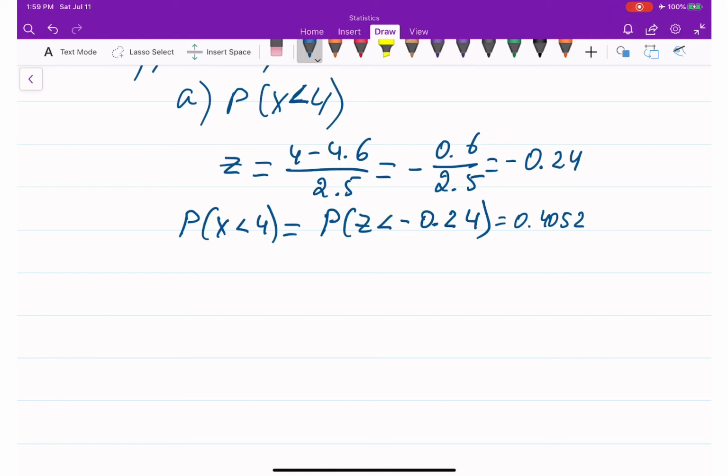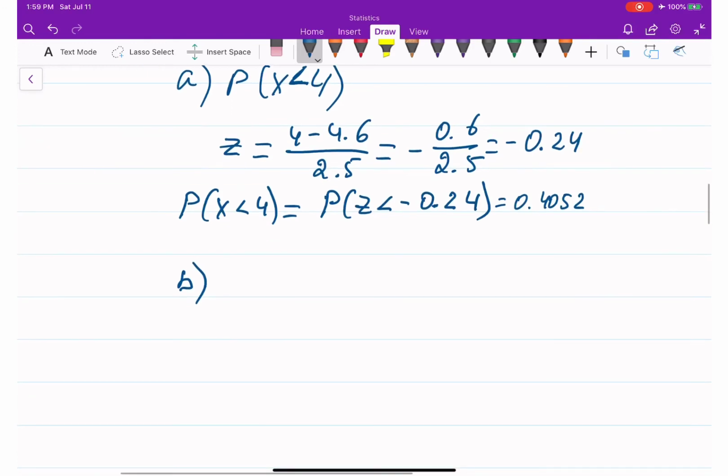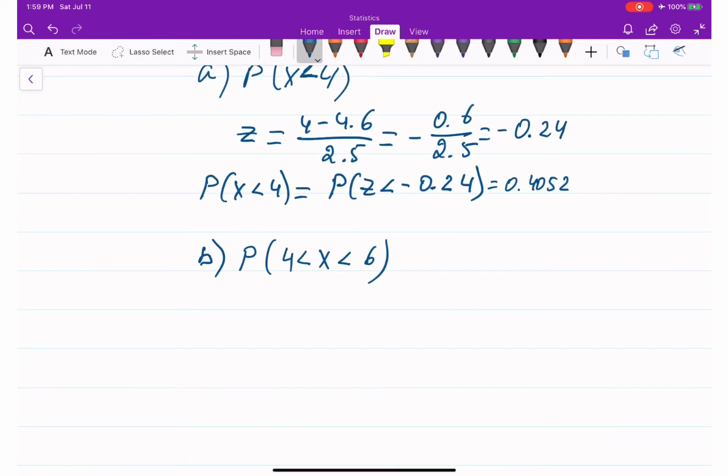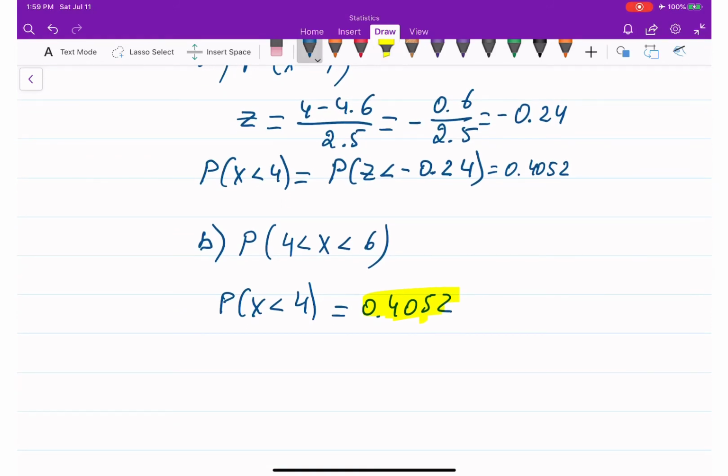Question B. We need to find the probability that a randomly selected study participant's response was between 4 and 6. Again, we already have the probability of x less than 4 equal to 0.4052. We have that. Next, we are going to do less than 6.